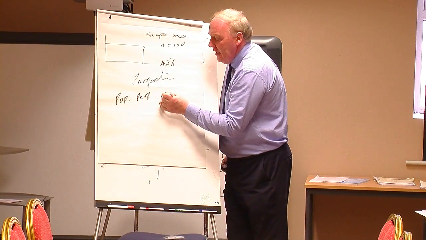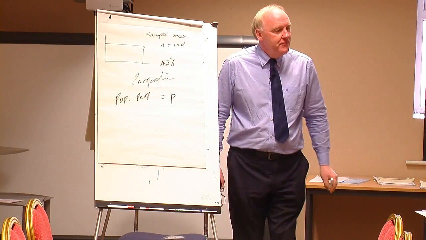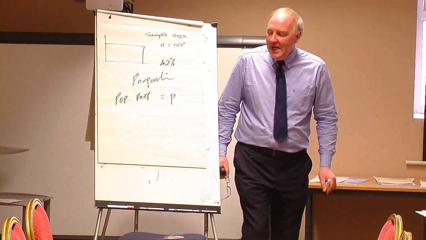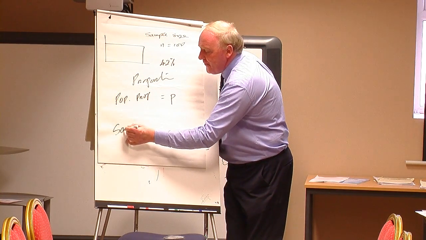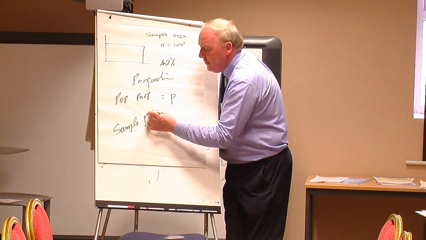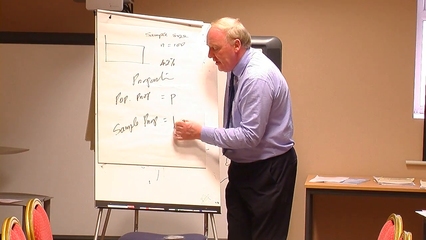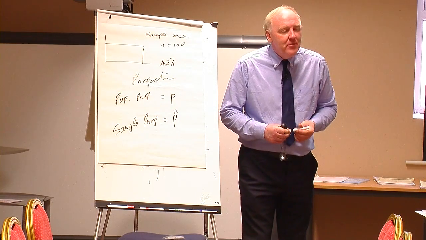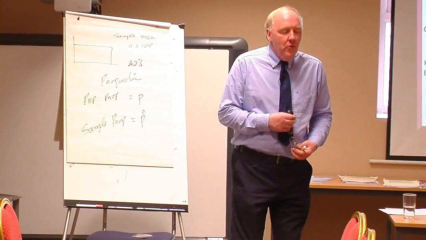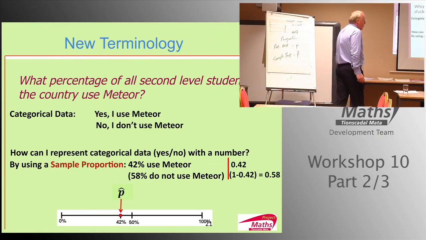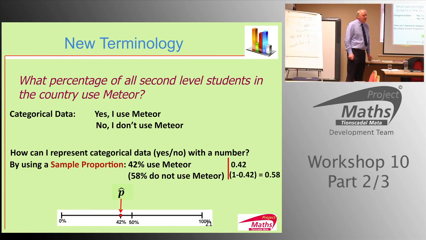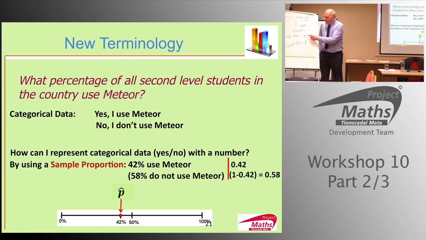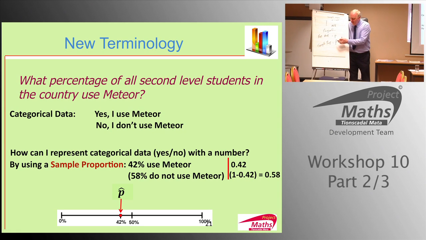proportion, the letter we use is P, okay? And the sample proportion, the letter we use is P hat. It's just a little symbol over the P, P hat. That's your sample proportion. Okay? And so our P hat here is our sample. So it identifies the population one from the sample.